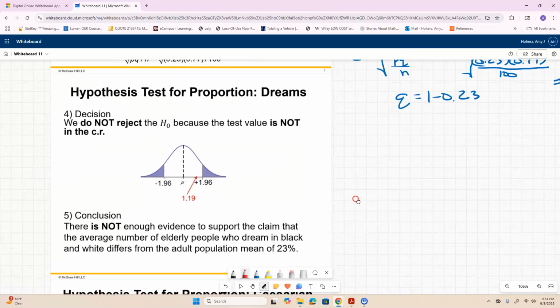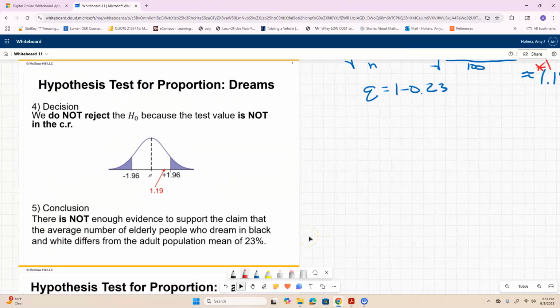So here's a nicer picture of that. So 1.19 would be to the left of 1.96. And so we do not reject the null hypothesis because it is not in the critical region. And thus there is not enough evidence to support the claim that the average number of elderly people who dream in black and white differs from the adult population of 23%. So, in other words, we would go on the assumption that elderly people dream in black and white at the same rate as the rest of the population.